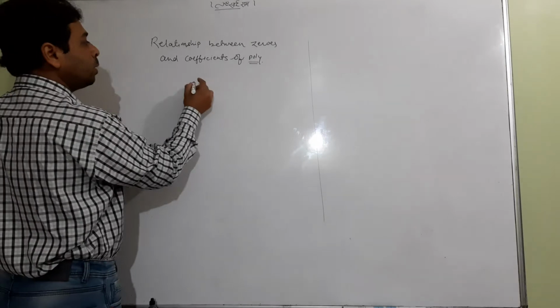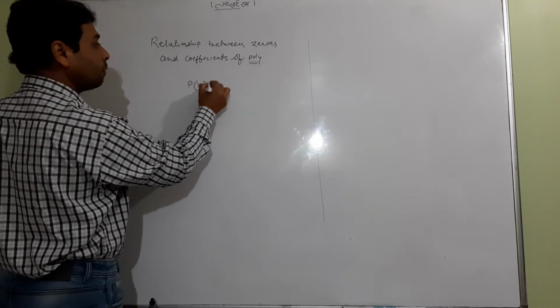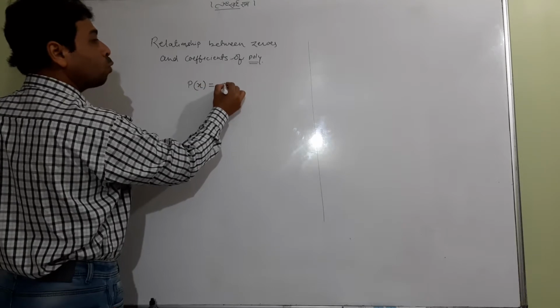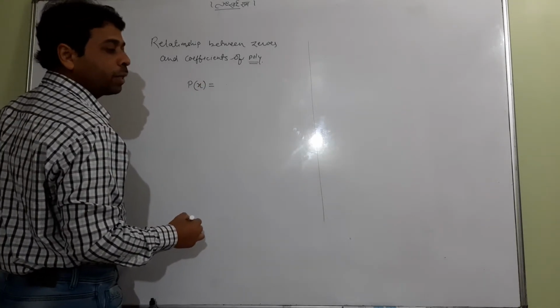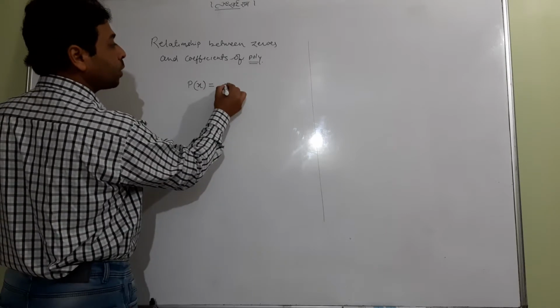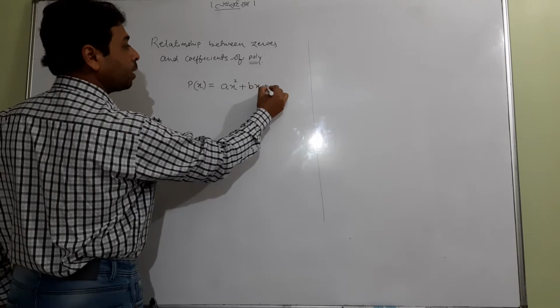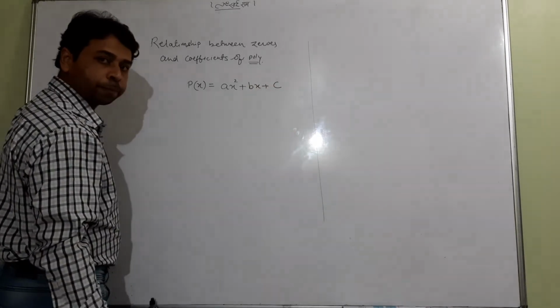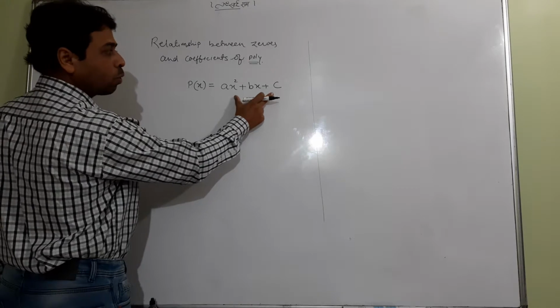What is quadratic polynomial? What is a form of quadratic polynomial? Normally quadratic polynomial is given by p of x, and quadratic polynomial meaning the highest power of x is 2, and it is normally given in symbolical form ax square plus bx plus c. This is quadratic polynomial.